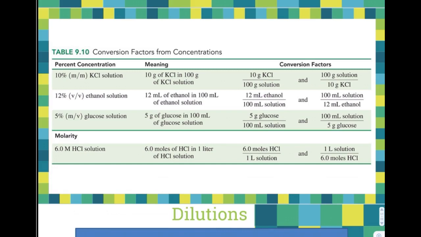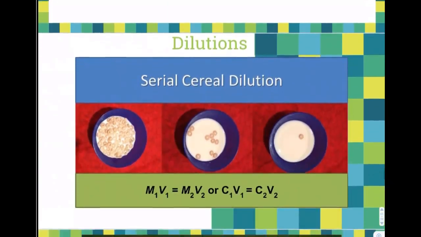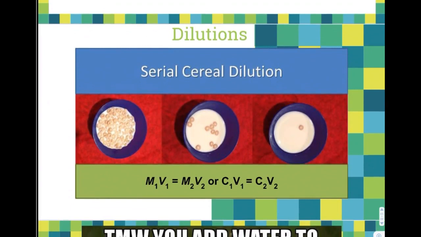Okay, so now we're going to talk about dilutions. Dilution is going to be adding water to something. You're going from more concentrated to more dilute. So a serial dilution would be diluted a little bit, then take that dilution and dilute it even more. So that's why this is kind of a joke, serial dilution.